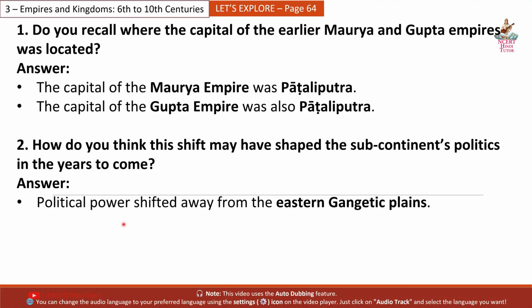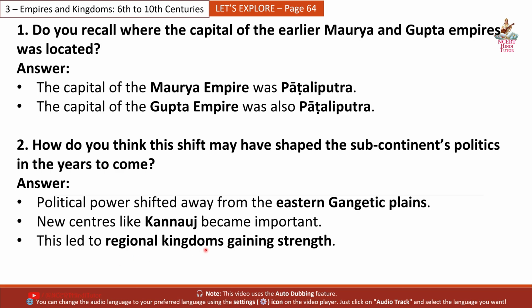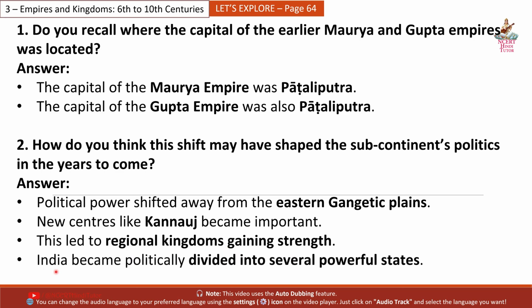Answer. Political power shifted away from the eastern Gangetic plains. New centers like Kannauj became important. This led to regional kingdoms gaining strength. India became politically divided into several powerful states.